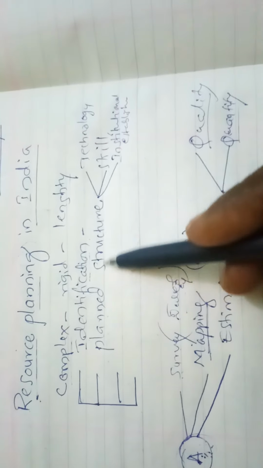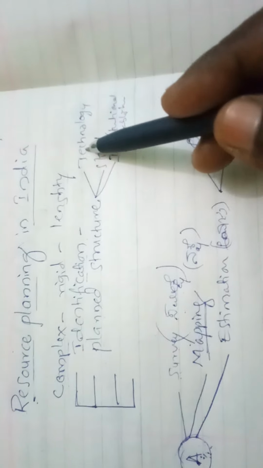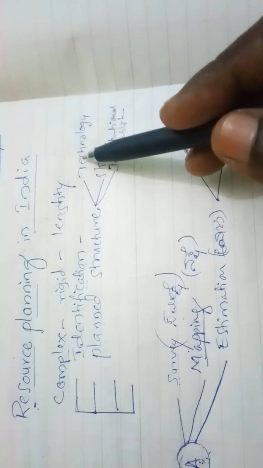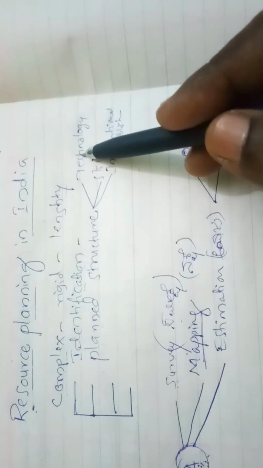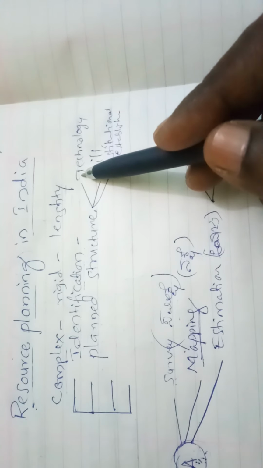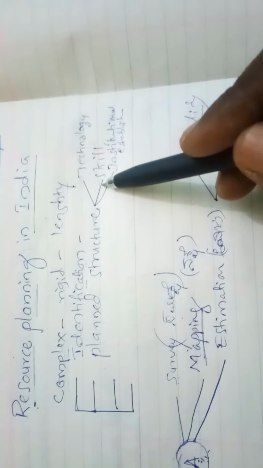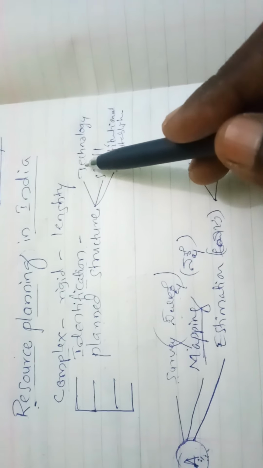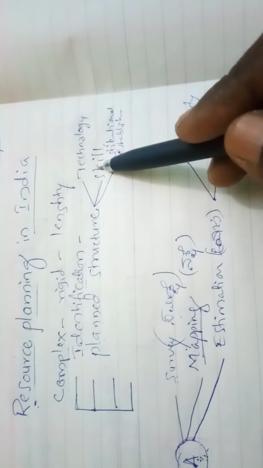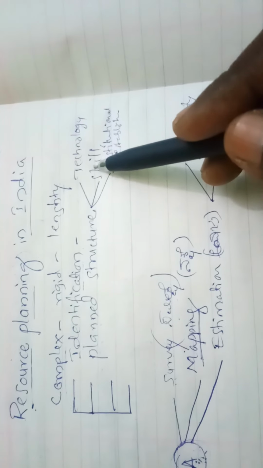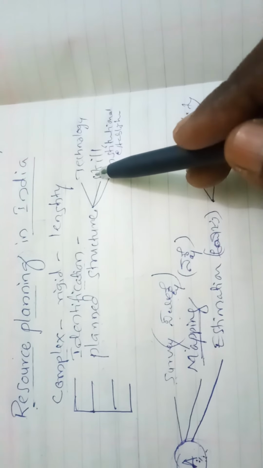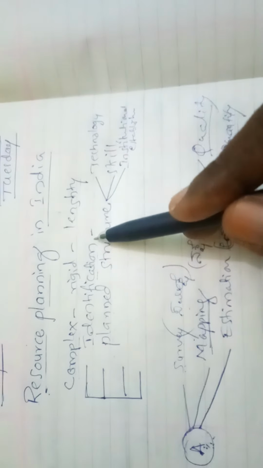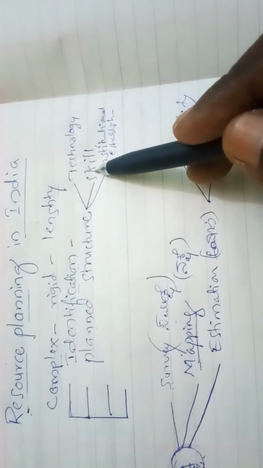The planned structure includes proper and appropriate technology to be adopted, and for handling the technology, skilled, talented laborers, who are an essential factor for the extraction of the resource, are also given importance.